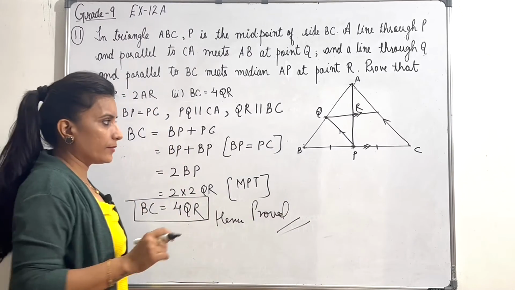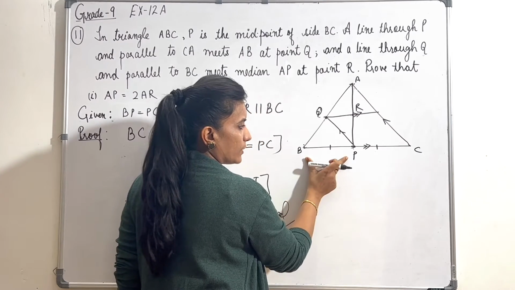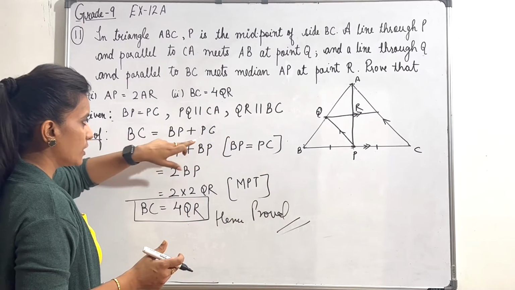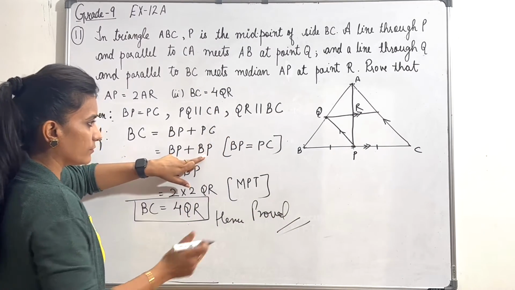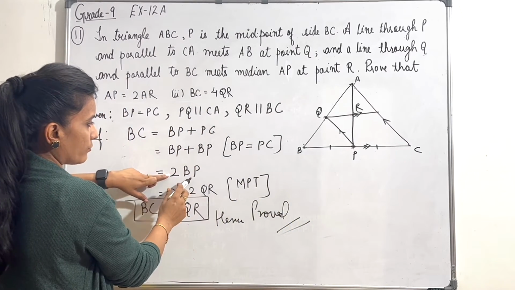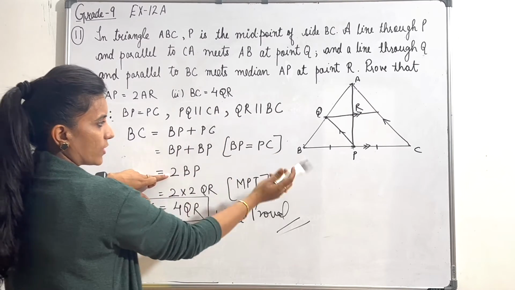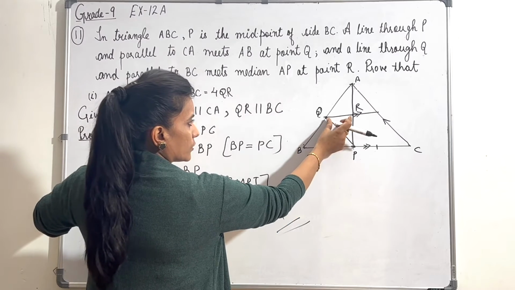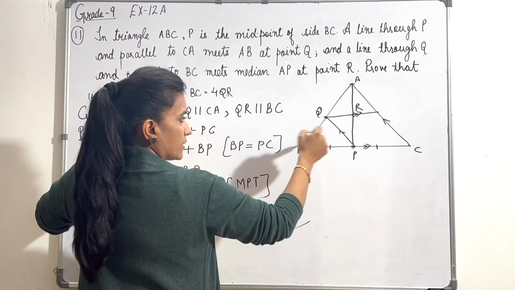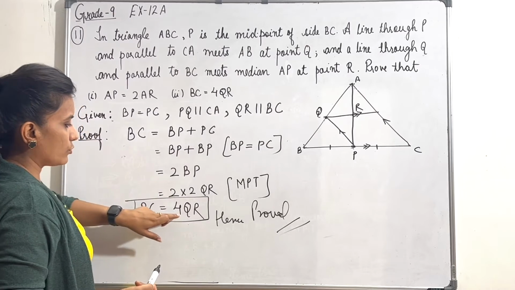Okay, so once again I repeat what we have done. First you have to take BC. BC is equal to BP plus PC, because P is the midpoint, it's given already. So here PC I have replaced with BP. So I get BC is equal to twice of BP. Now how BP and QR are related, that you have to check. BP is double of QR. We have applied midpoint theorem in triangle ABP, right? So I replaced BP with twice of QR. So BC is equal to 4QR.